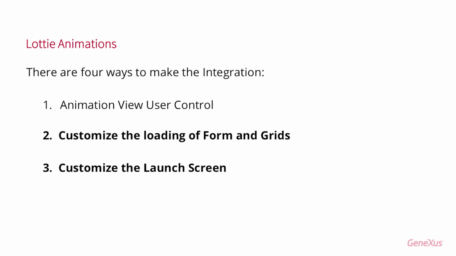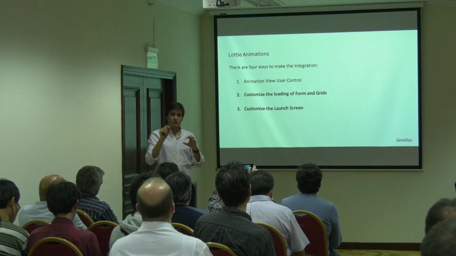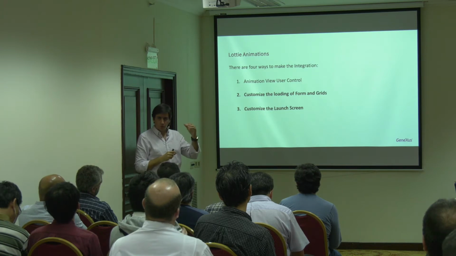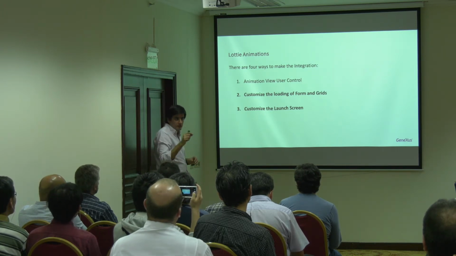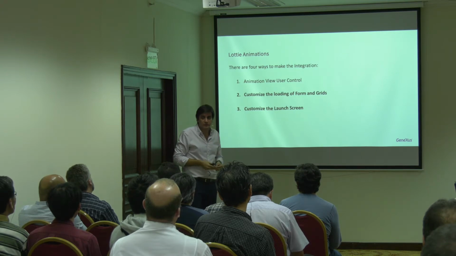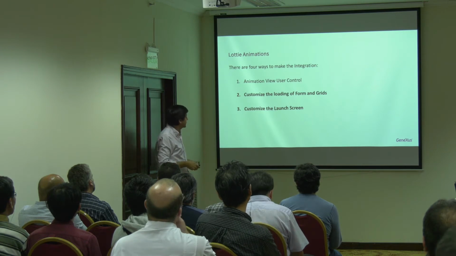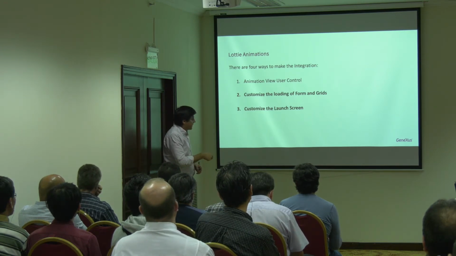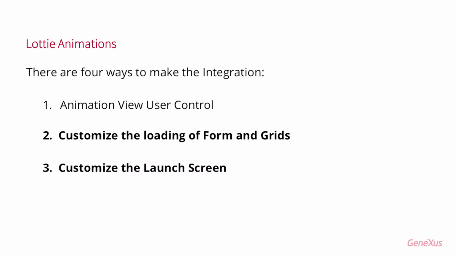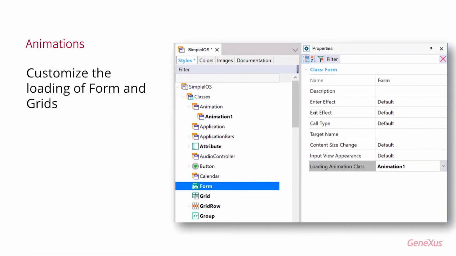And we can show this as a circle, and we have an animation that is predetermined in our animations. We can change this image for any of the Lottie files, and also when the application is uploaded we have the launch screen. And also with regard to the form or the grid, there are new properties associated to the form where we can indicate the animation class, and the same thing for the grid.